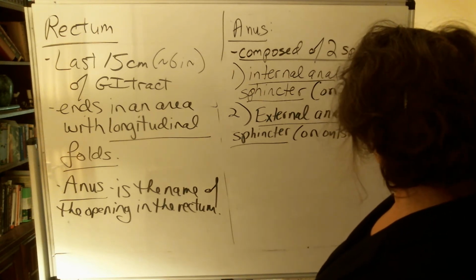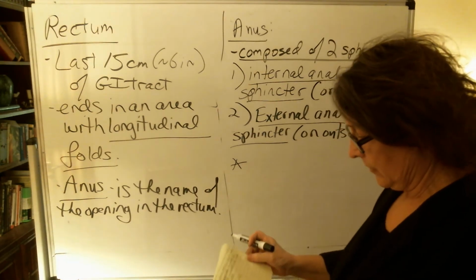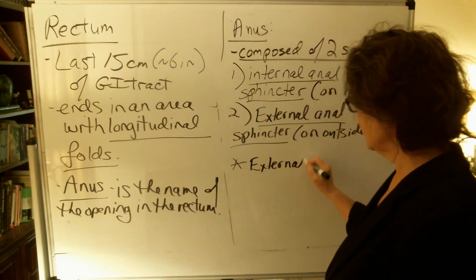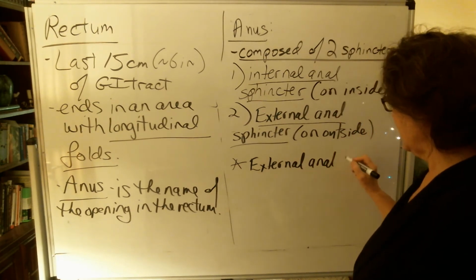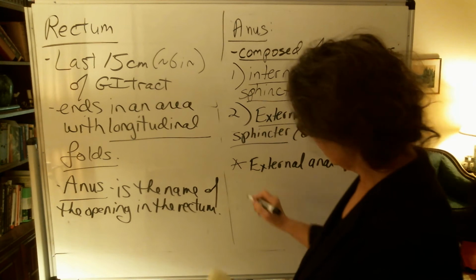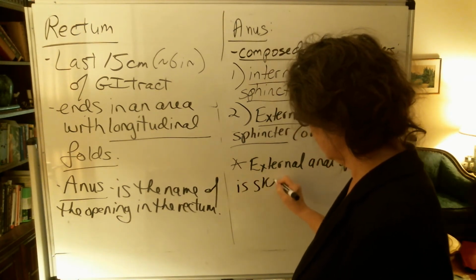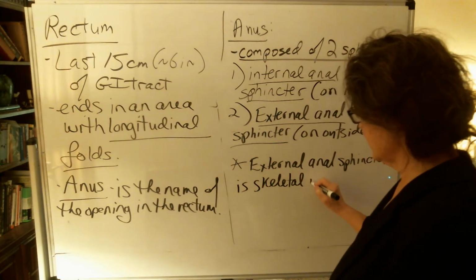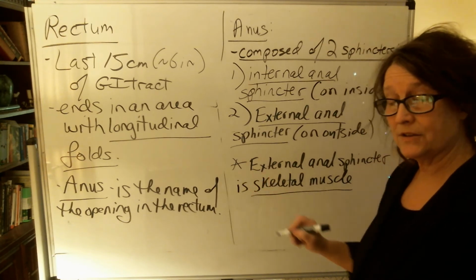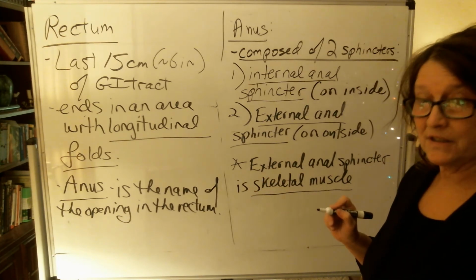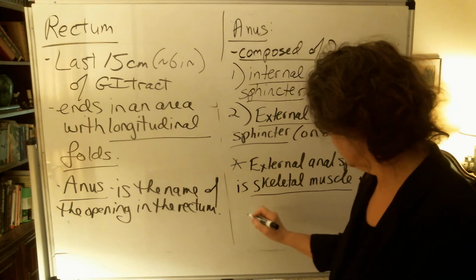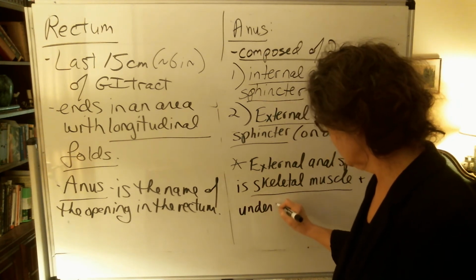And we should note here that the external anal sphincter is skeletal muscle. You recall skeletal muscle. This is the muscle that is under voluntary control. So the external anal sphincter is under voluntary control.